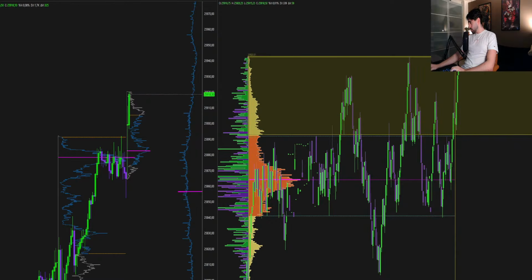They already started to sell value area high at pre-market. Yeah, let's just wait and see.